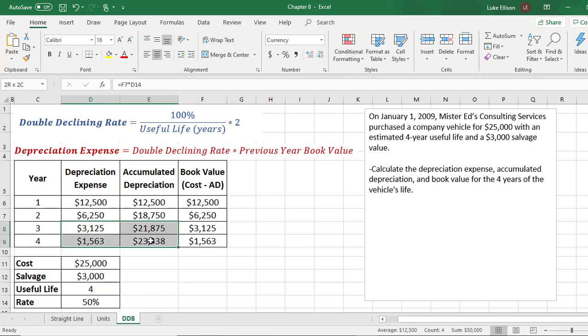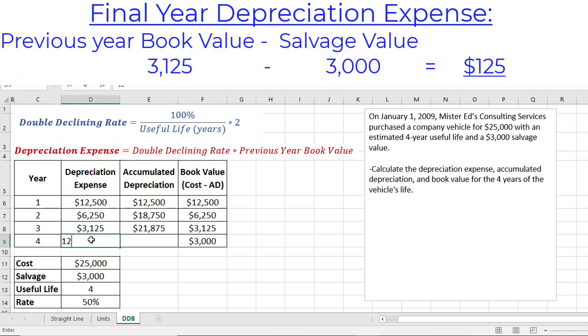So we need to clear out this last row and change the book value to the salvage value, since we can't depreciate below that amount. And then what you're going to do is you're going to take the difference between the book value of the previous year and the book value of the current year, and that's going to become your depreciation expense. And then you'll just calculate the accumulated depreciation just like normal. Alright, so now we are finished with our chart.